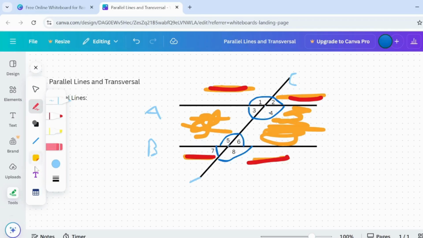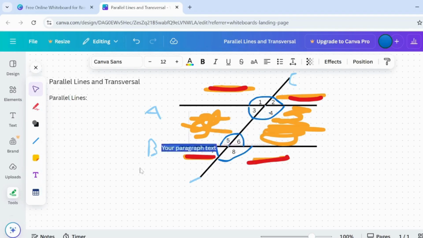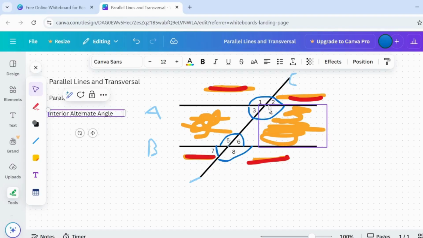Now we'll go to the types of angles. A transversal can have these many types of angles. One is the interior alternate angle. Interior alternate angles are the angles which lie in the interior of the parallel lines and the transversal, and these angles are always equal.